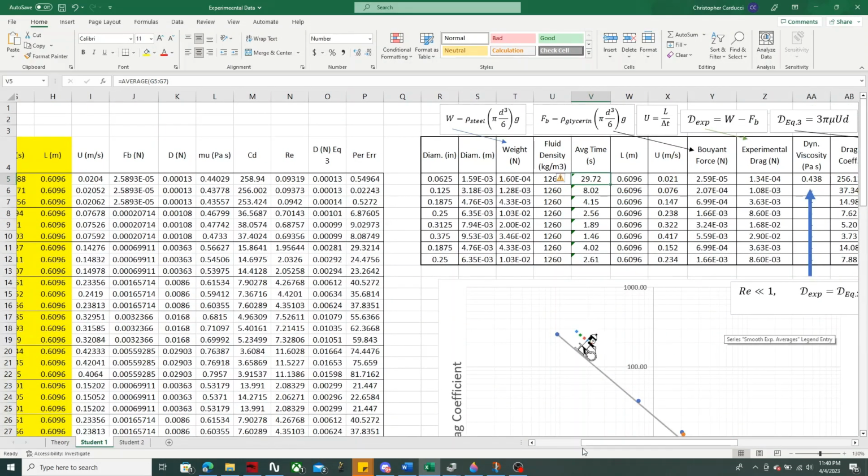So where do all these values come from? Well, you have the diameter, make sure you convert that to meters, and then you'll have your weight in newtons. So this is just the volume of your bearing times the density of steel, which is given in your lab manual, times gravity. It's weight, mass times g. Fluid density, this is something I gave you in the lab. It's 1260 kilograms per meter cubed.